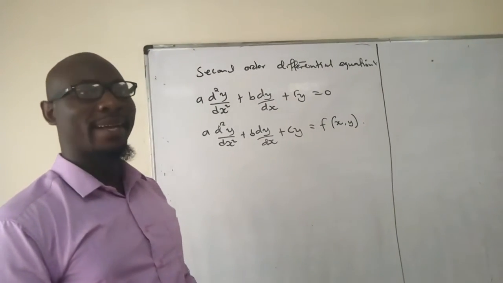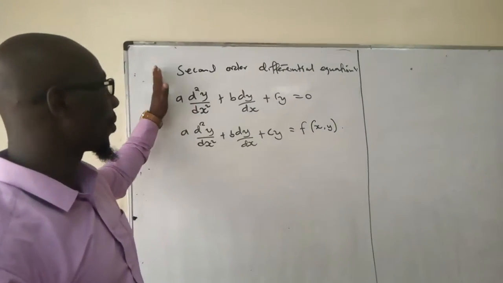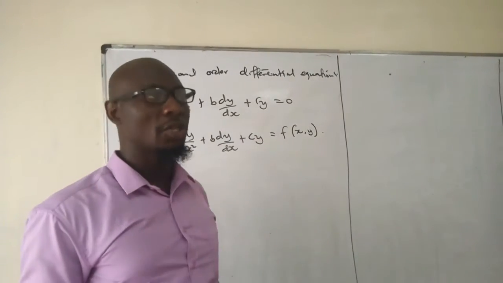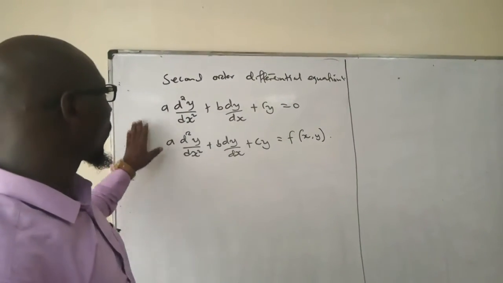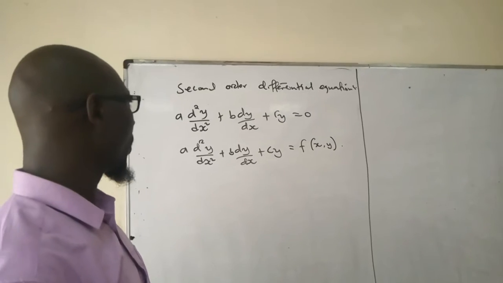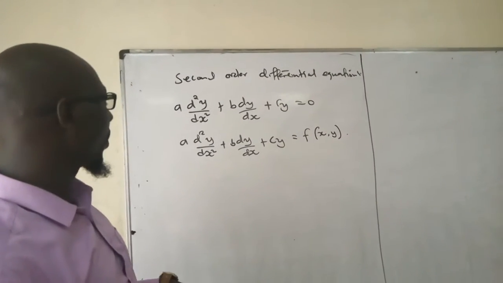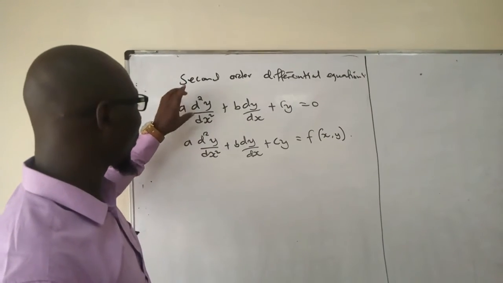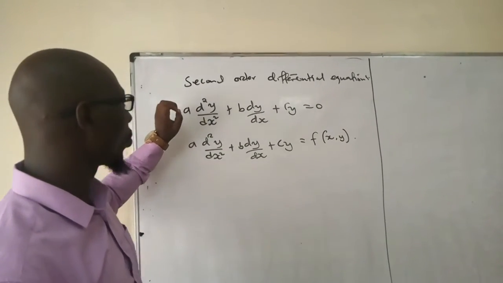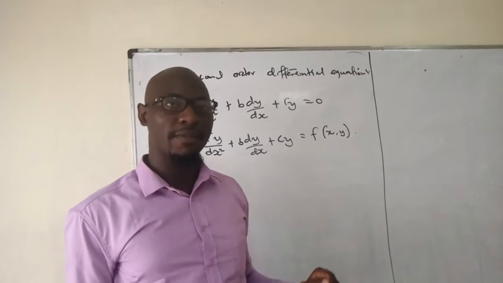Hello, welcome back again. Today let's look at the second order differential equations. We have got two forms of second order differential equations. First, you need to know how to identify this. This is a second order differential equation. You look at the highest degree, the highest power here is 2, so it means that this is a second order differential equation.